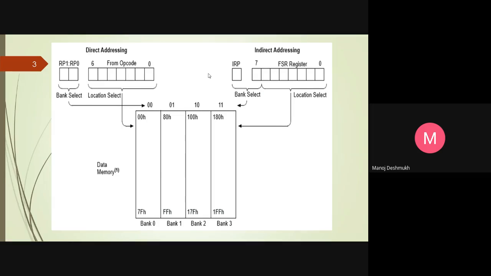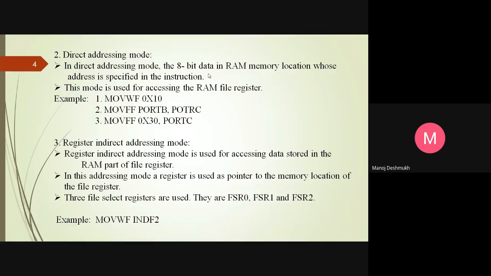Okay, so write some points related to that, that is examples related to direct and indirect. Here in case of the direct method, we will see that 8-bit data in the memory location whose address is specified in the instruction, that is here MOVWF 0x10. Here 10 is your memory location, and from that 10H we are able to fetch the content directly.